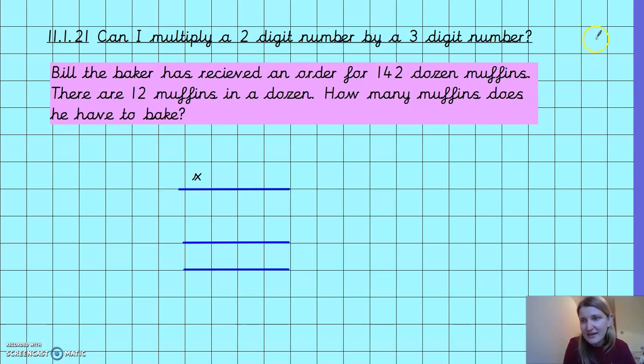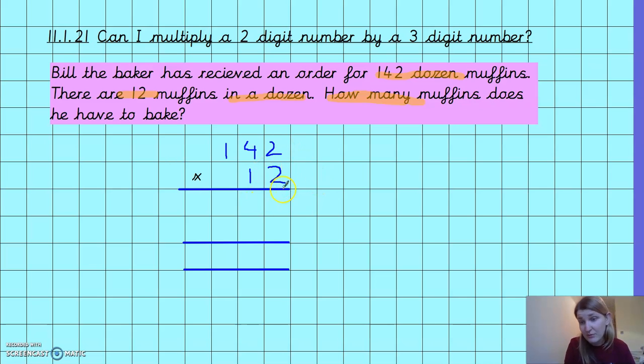Okay, so again, if we wanted to highlight that off, we've got 142 dozen, 12 muffins in a dozen. How many muffins? So how many? There we go. So hopefully again, it's exactly the same as last time. We've got 142 times 12.